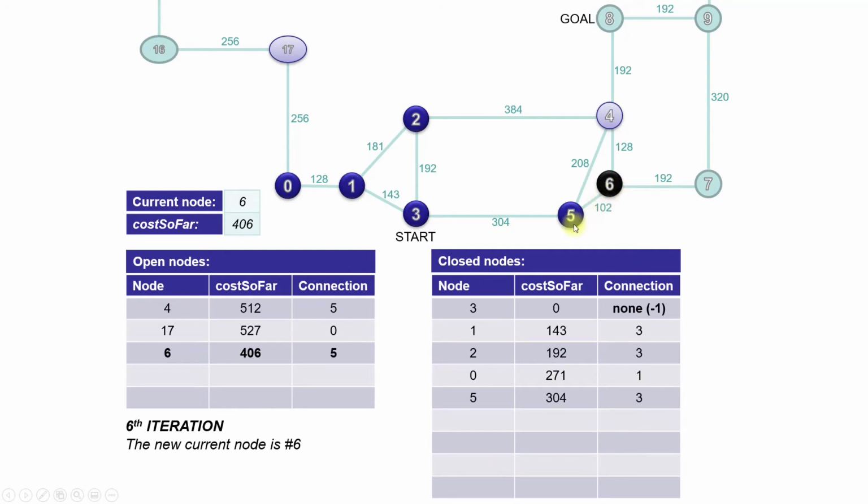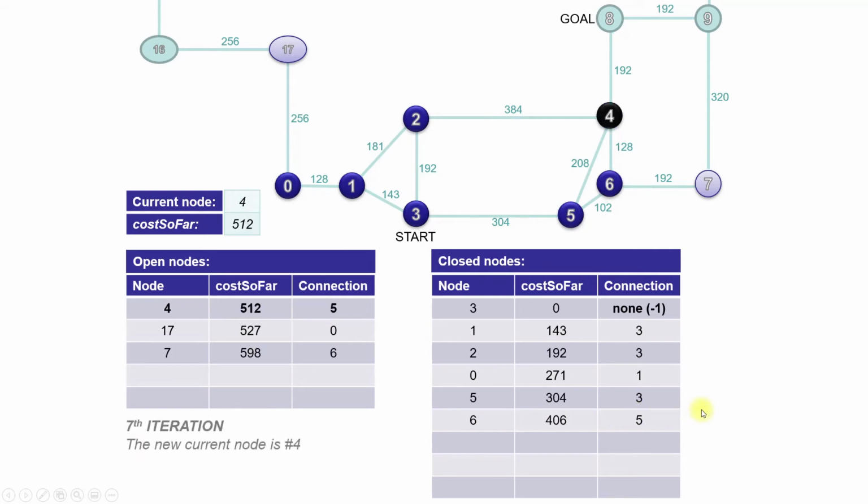The first node to visit is number 4. Previous cost was 512. The new cost is 534, so it's rejected. The next node is number 5. It's a previously closed node, so no updates. And we also have to visit node number 7, previously unvisited, so added to the open nodes with cost so far 598. Closing the node number 6.